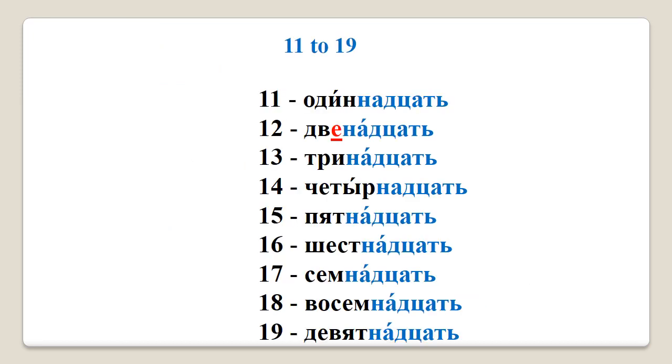Now let's have a look at the teen numbers 11 to 19. As with other languages, teen numbers have the same ending in Russian, which is 19. We add this ending to numbers 1 to 9. Please repeat after me.